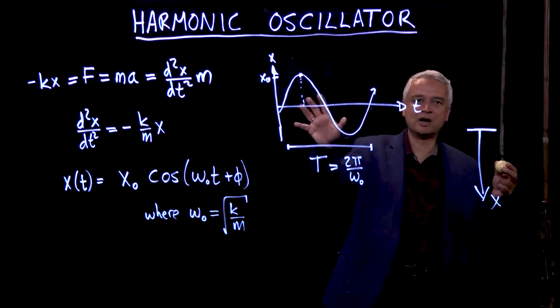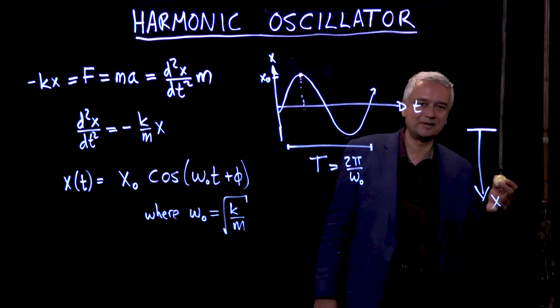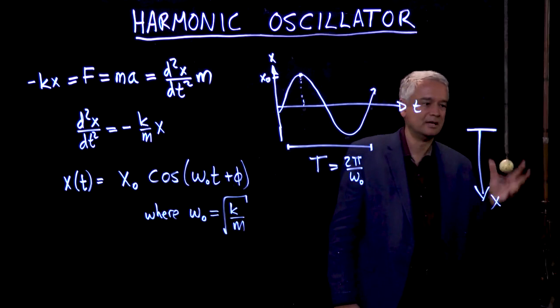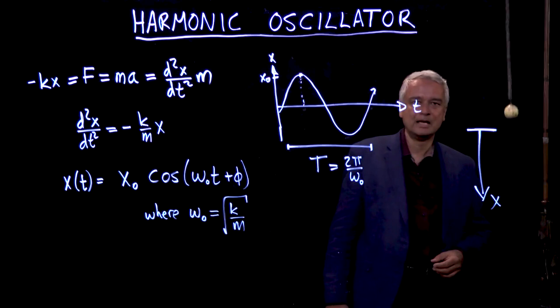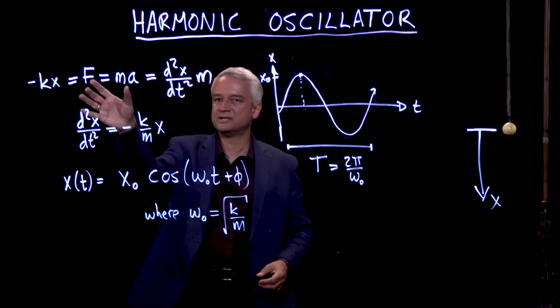The way I've drawn it, I've drawn a solution in which the moment at which I let go of this mass is this time right here. So x starts at its maximum value. You can see the x-axis here. And when I let go of it, it oscillates. And that oscillation is described by this graph. This graph is a graph of this function. This function solves this differential equation. And this differential equation is F equals ma for this problem.